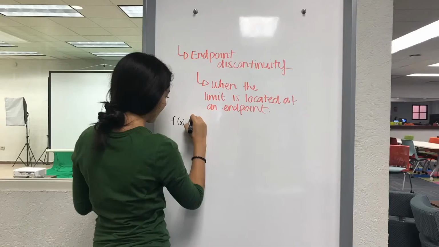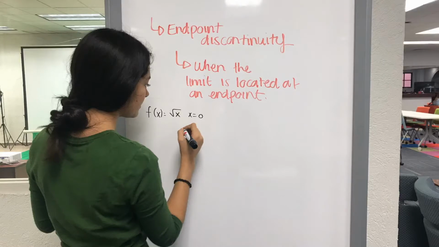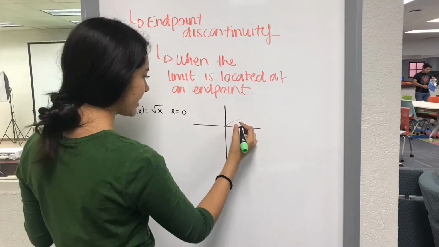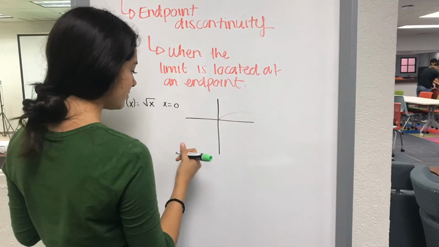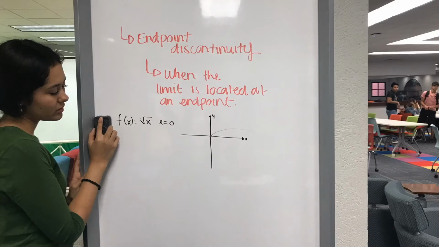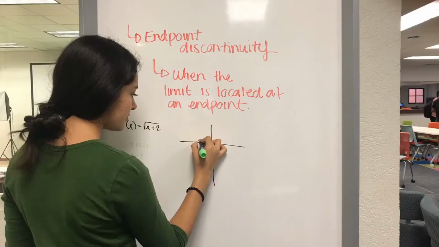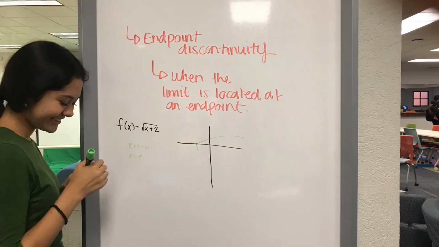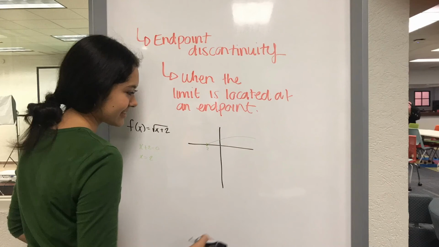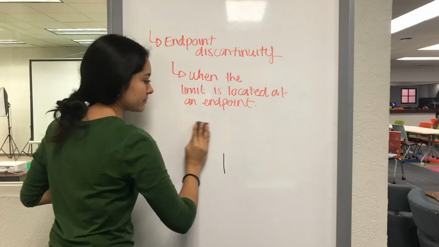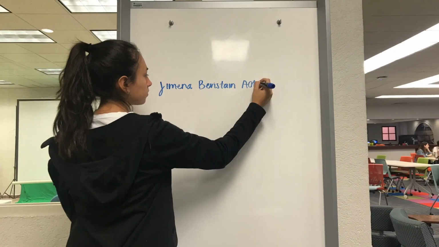In the example, f of x equals square root of x, when x is equal to 0, you get the square root of 0. The answer is 0, and the point will be (0, 0), included according to the equation. In f of x equals square root of x plus 2, you need to isolate the x plus 2, and you will get minus 2. Then the point will be (-2, 0), and it's going to be included according to the graph.